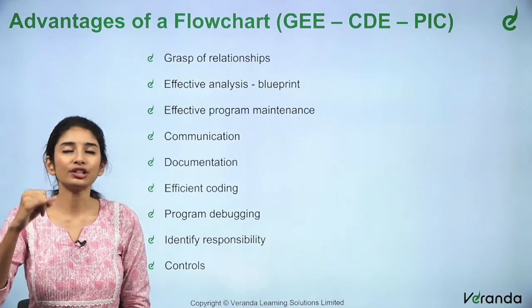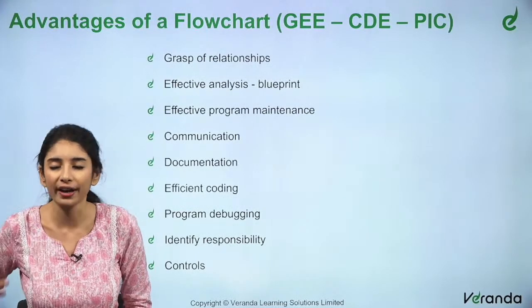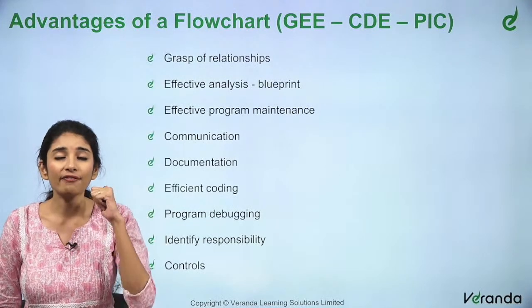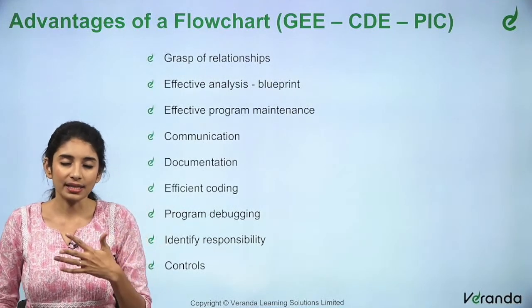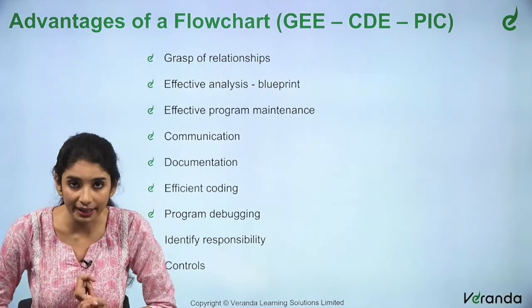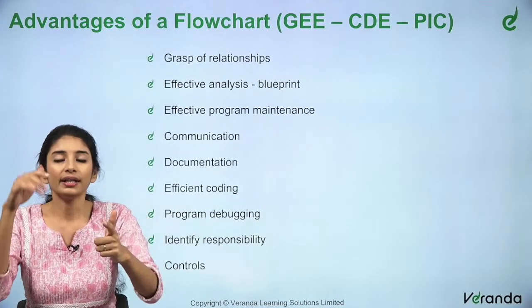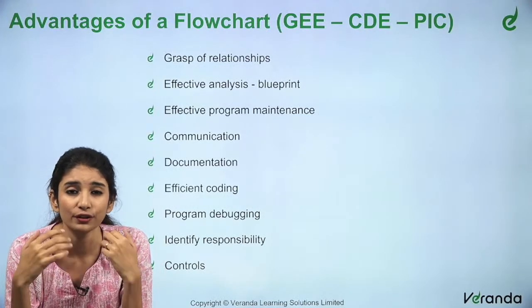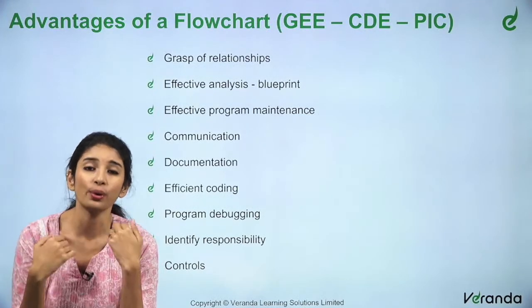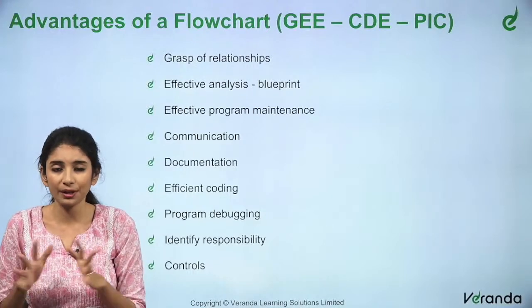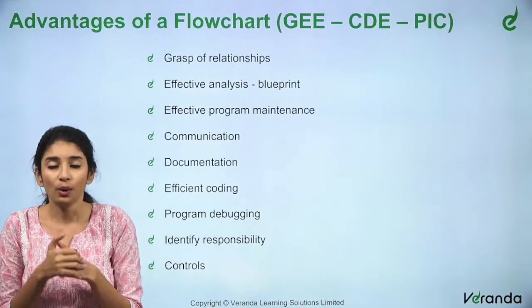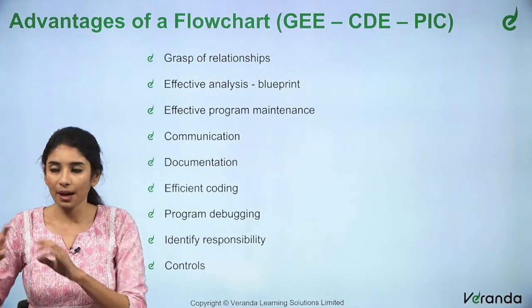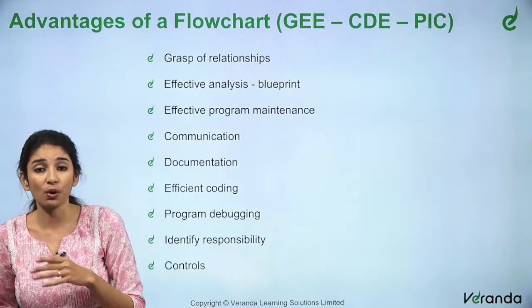CDE. C for communication, D for documentation, E for effective coding. Communication, documentation, effective coding. Then I have PIC. P stands for program debugging. In case there are any errors in the processing or in the answer of any software. For example, I'm asking for the simple interest, but the software is throwing up the name of the person, not the simple interest. It's just showing up the name of the person, which means there's an error. I can go to the flowchart and verify, okay, maybe some process step is wrong. I have not defined properly what to give in the print.